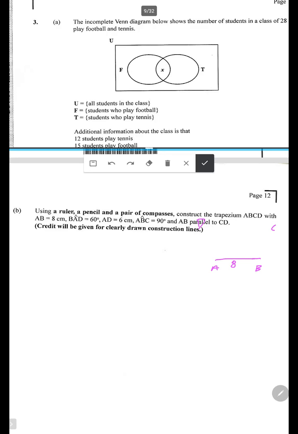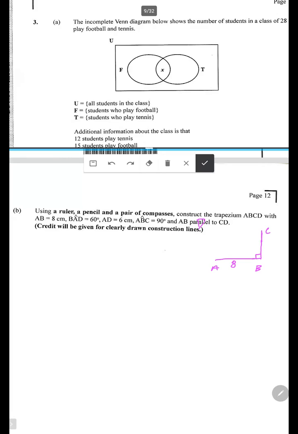All right, so the angle at B is 90. So angle ABC is 90. So I'm going to need a 90-degree angle up here. That will take me up to C. So this angle here is the 90-degree angle.